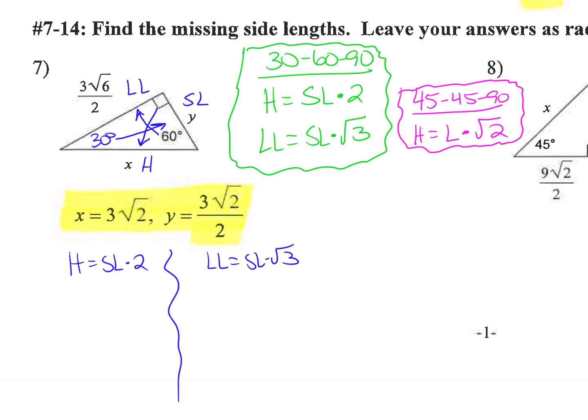Plug in for longer leg. That's 3 square root 6 over 2, is equal to the shorter leg, which is y, times square root 3. All right, so we need to solve this. How do I get that square root 3 to the other side? We divide that whole thing by square root 3. And remember, when you divide a fraction, you just put that number on the bottom.